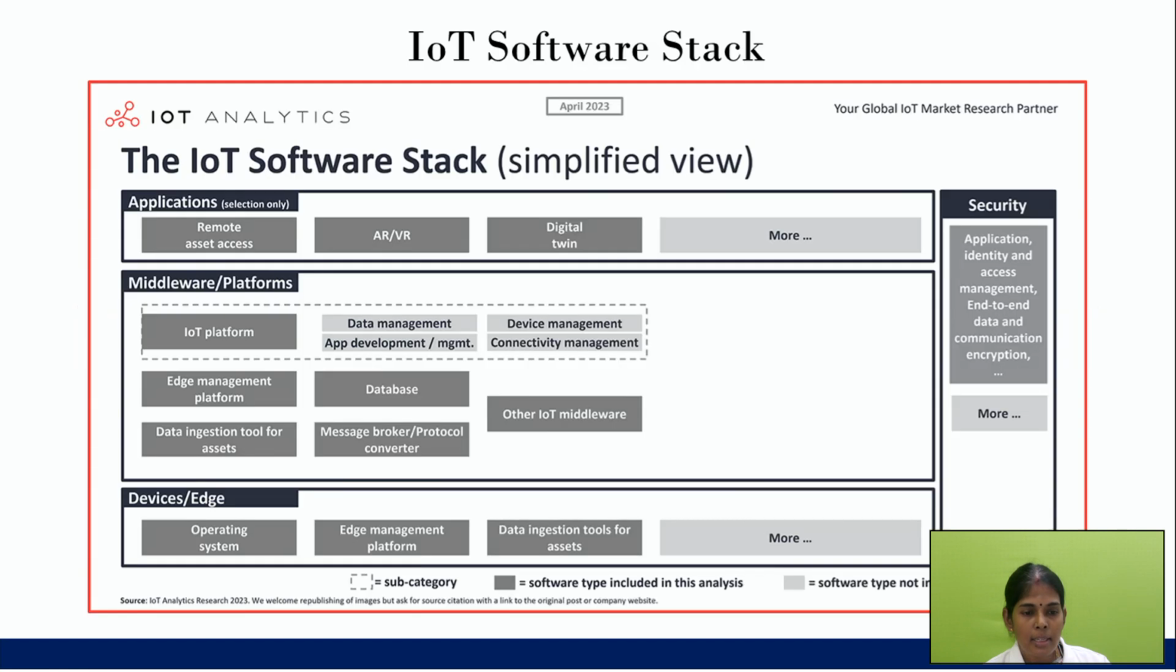IoMT companies. There are various companies using this IoMT processor. There are 3 main layers. Already I told you 7 layers. Based on that, we are implementing this IoMT software stack also. First is the device edge. In the middle is the middleware platform. Finally is the application software. Based on the application, we are accessing the management of end-to-end data and communication encryption.